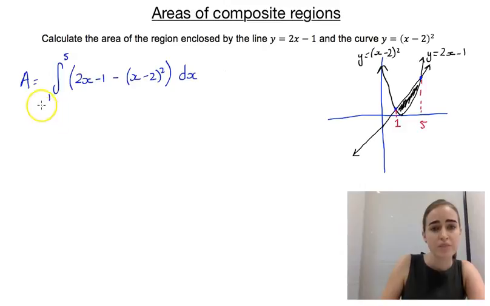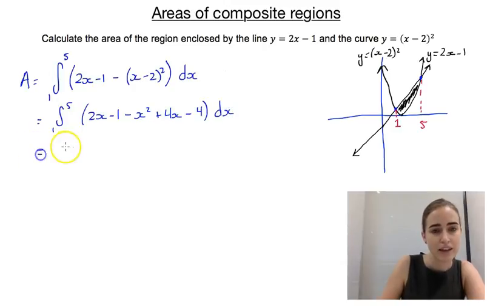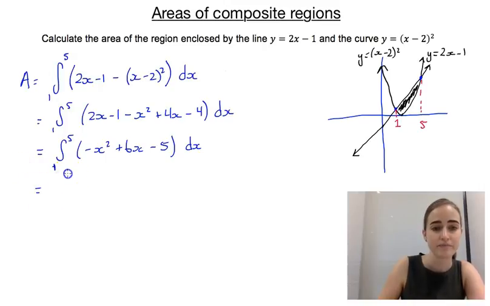So doing that, we need to expand that whole thing out. So we're going to have the integral between 1 and 5, 2x minus 1. Now we need to expand this out, but also keep in mind that negative. So we're going to have minus x squared plus 4x minus 4 dx. And simplifying that, so 1 and 5 minus x squared, 2x plus 4x, so plus 6x, and minus 1 minus 4 gives us minus 5. So now we can actually integrate.